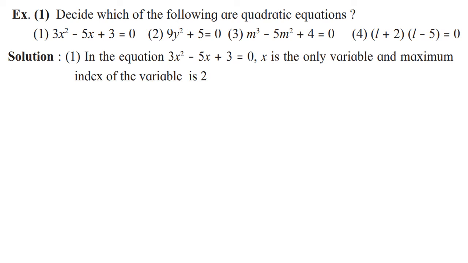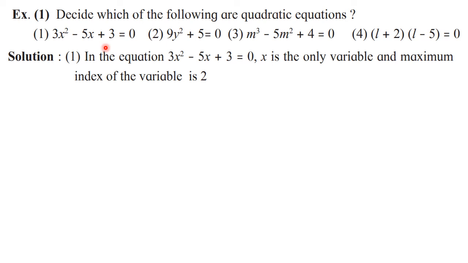So here the first example is given. Decide which of the following are quadratic equations. And here four different equations are given. They have asked us to decide, meaning to check. So here you recall the definition of the quadratic equation. In the definition, they have told us two things: that the equation should have only one variable and the highest index of that variable should be 2. So these two conditions we need to check here every time.